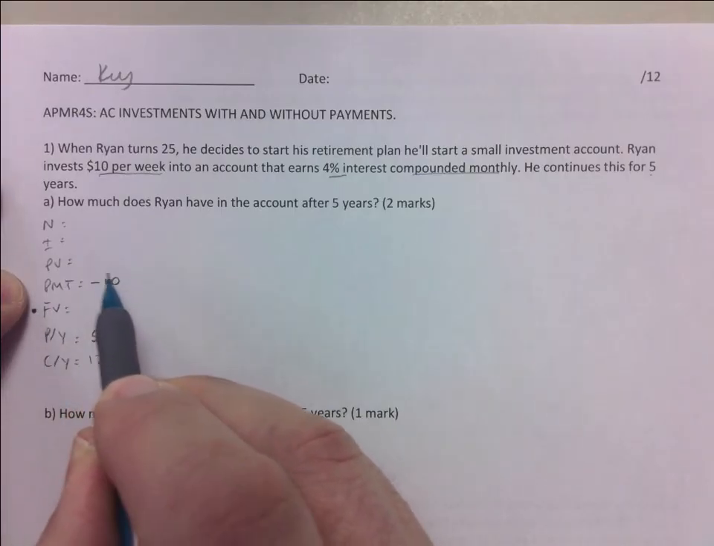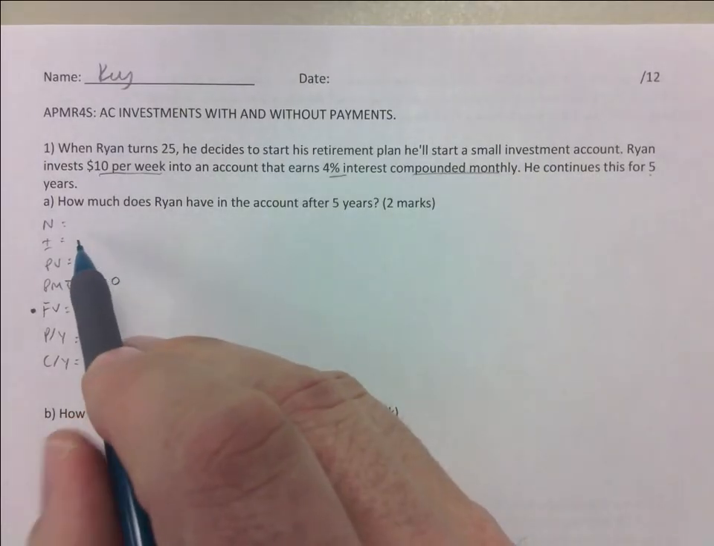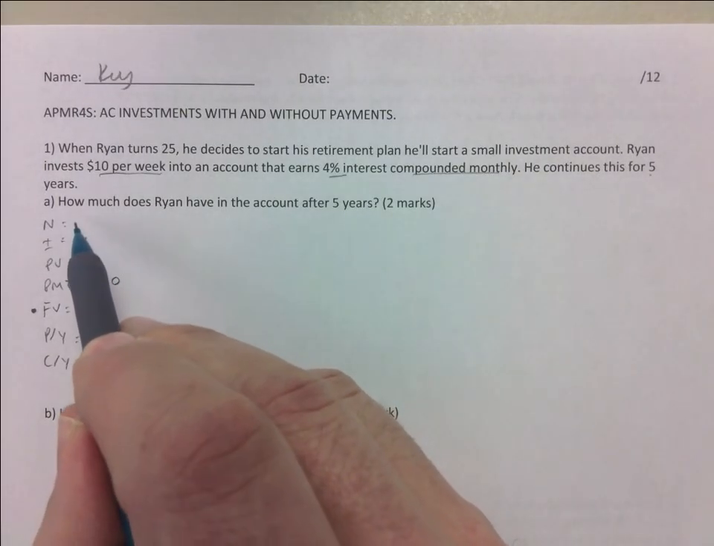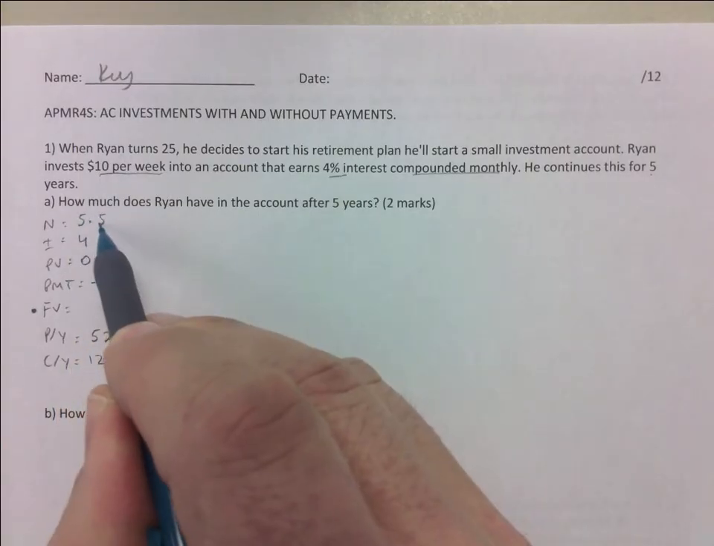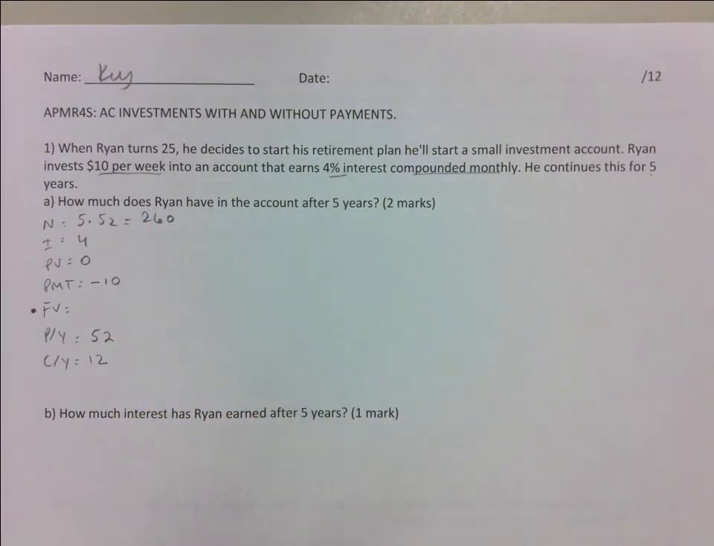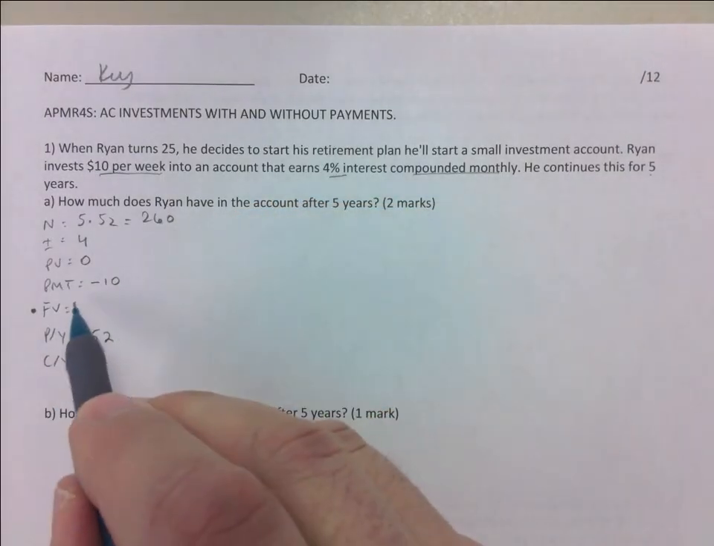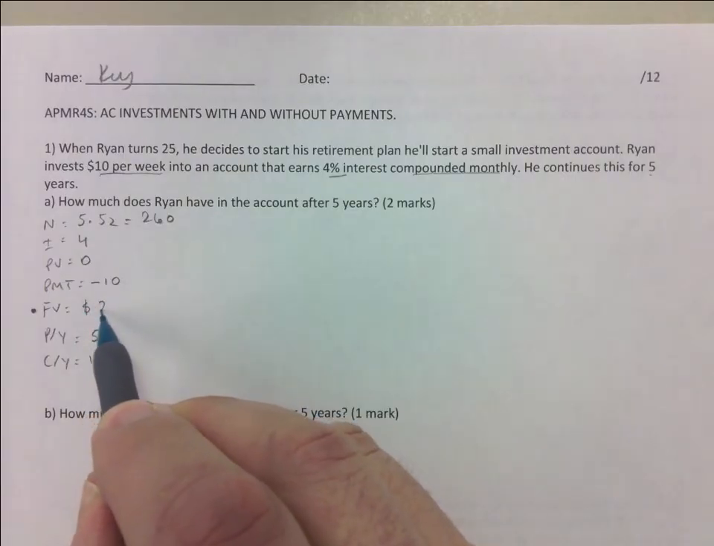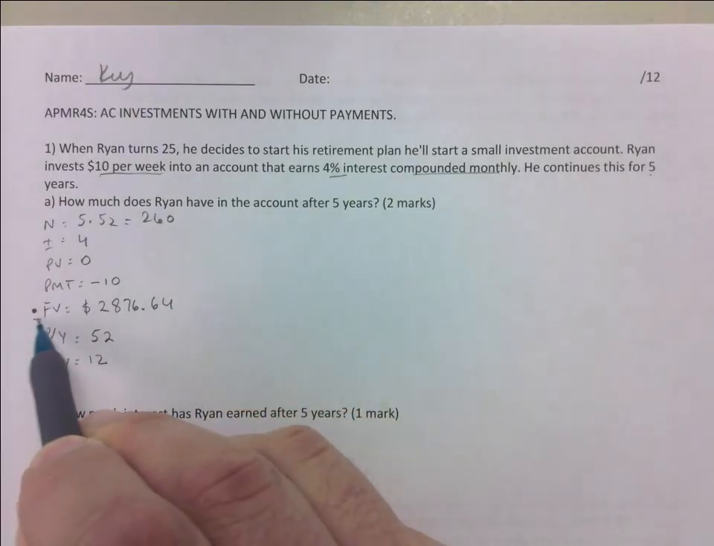Payment is -10. We have nothing else to start off with. Interest rate is 4, and N would be 5 years times 52. That's 260 installments. You're making 260 payments over the life of this. If you solve this, you get 2876.64.